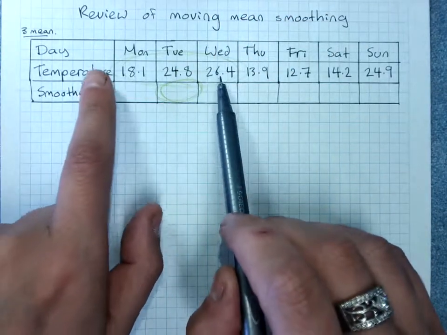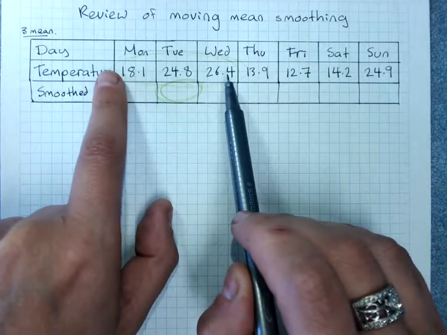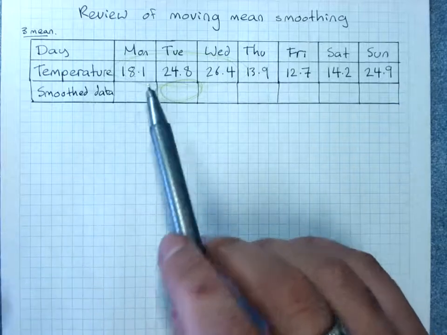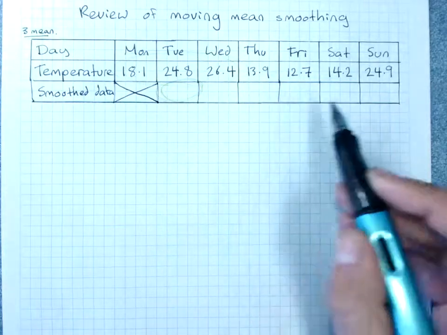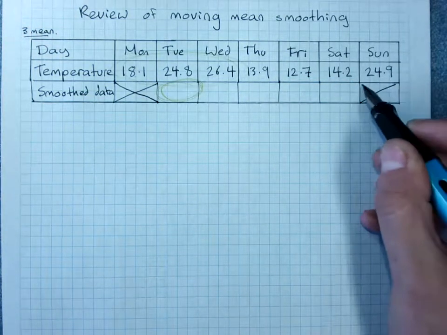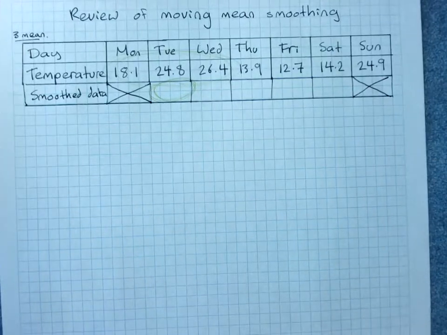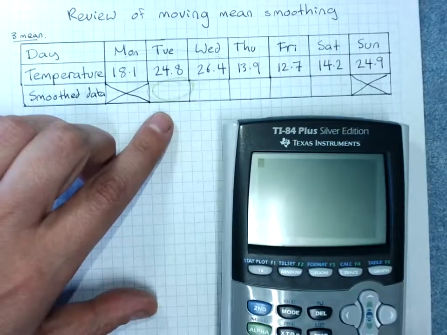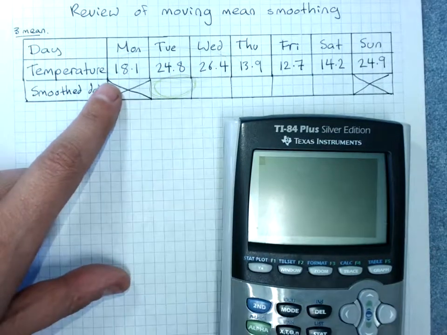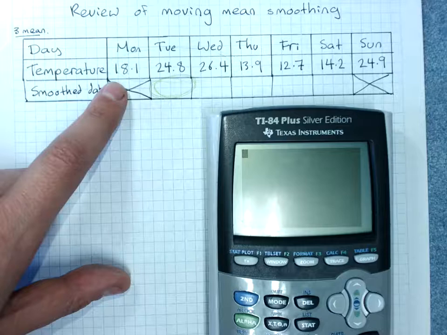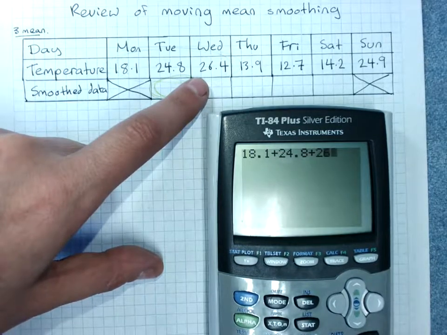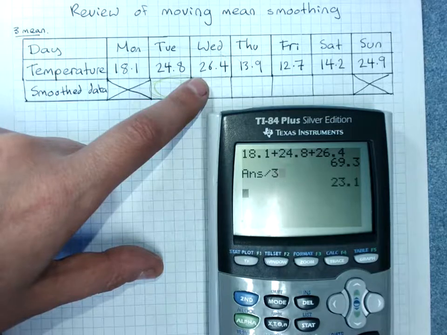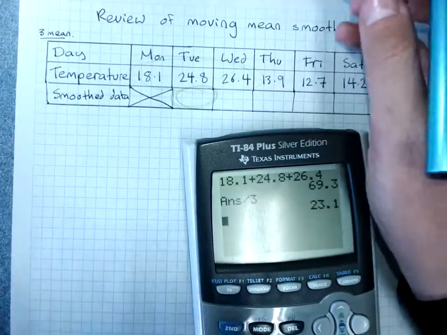So the first set of 3, when we find the average, or the mean, of those, it will go here, which says there's no data in our smoothed data at the start, and you can see that logically that means there'll be no data on Sunday, on the last point, either. So when we're finding the 3 mean smoothed data, we start by calculating the average of the first 3 data points. Divide by 3, and I have 23.1.